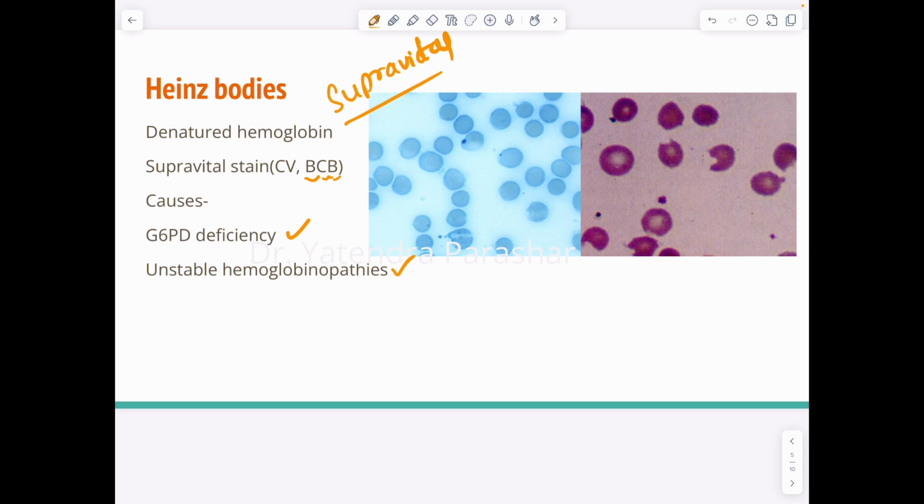These inclusions attach to the red cell membrane, making them less deformable and more prone to splenic removal, leading to the bite cells or blister cells seen in the peripheral blood smear. These are the bite cells in a case of G6PD deficiency. G6PD deficiency patients, because these Heinz bodies in this case are removed by the spleen.